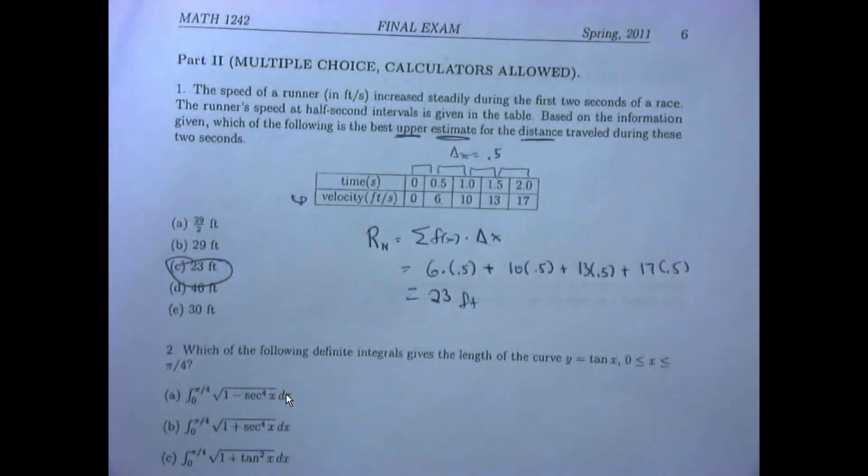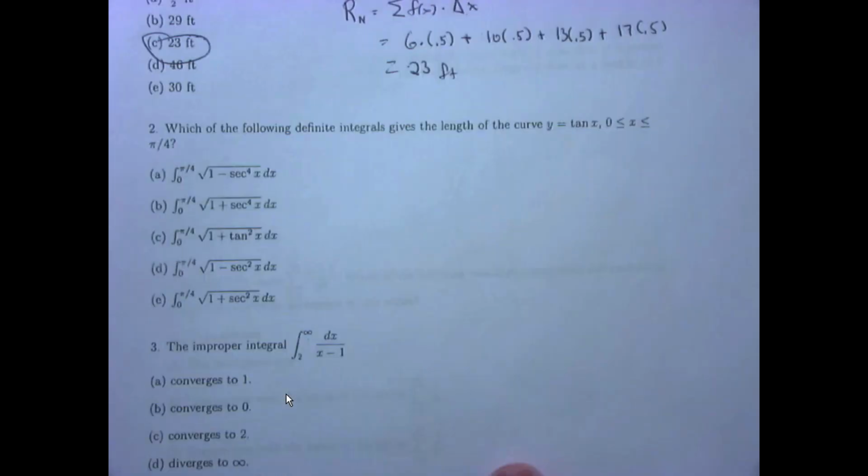Does that make sense? So anytime you hear the word upper estimate, lower estimate, think right Riemann sum, left Riemann sum. And remember your web work and all the table stuff you guys did to do all those problems, including the ones we had on our test.